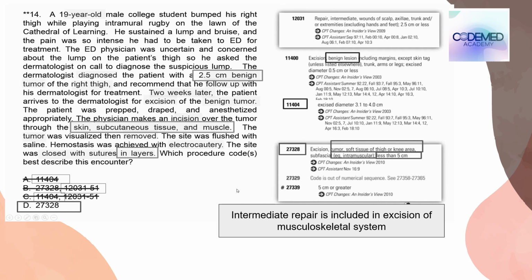The tumor was till the muscle. So it is definitely the 27328. That's the code that I will take. And that's why D is the right option.